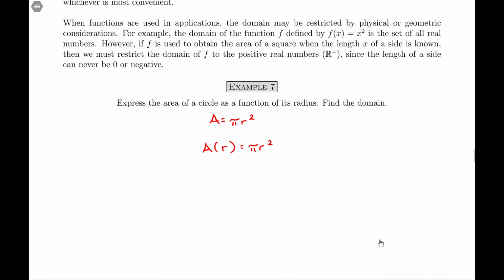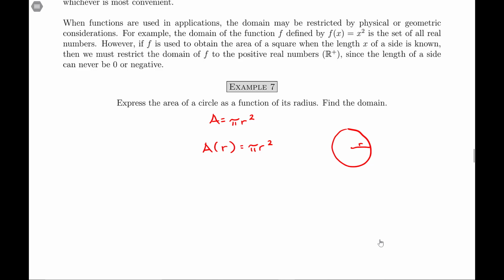Now, as far as the domain goes, think about a circle. Okay, we're talking about some generic circle here of radius r, and our independent variable here is the radius. What values do you think of when you consider the radius of a circle? What values do you consider to be impossible for that circle to have as a value of its radius?